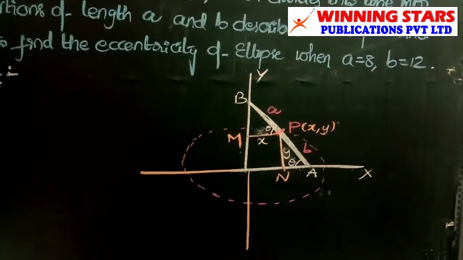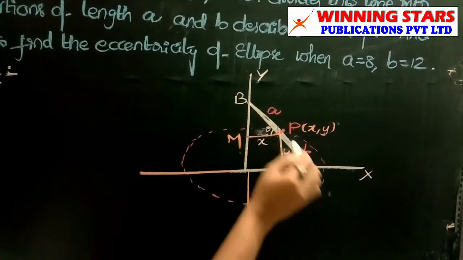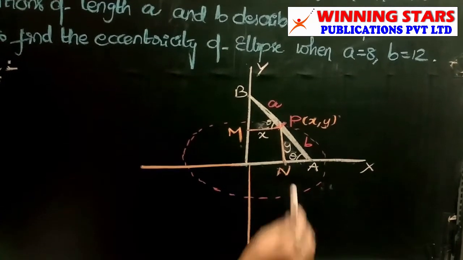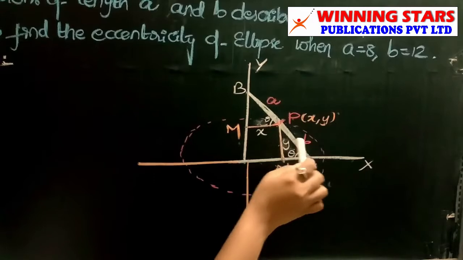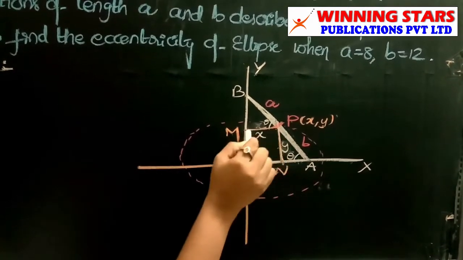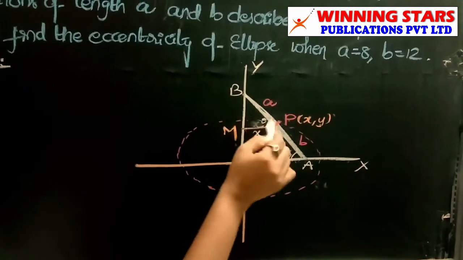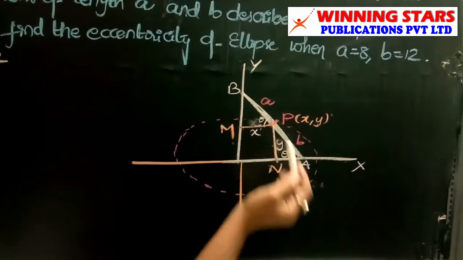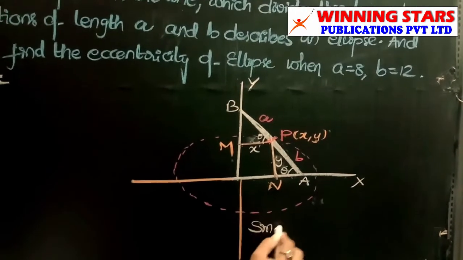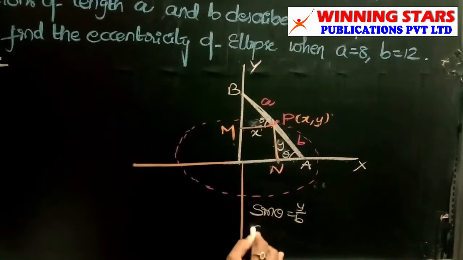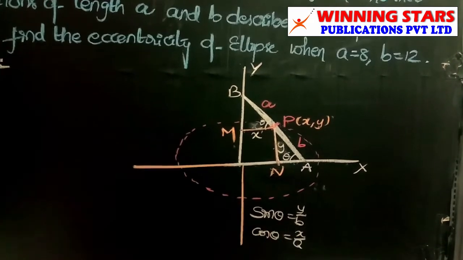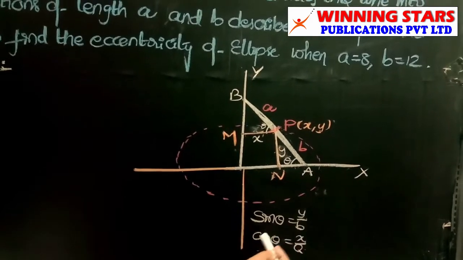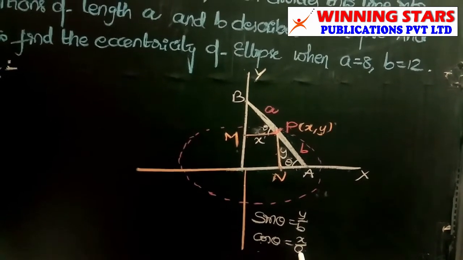Now from the diagram, first we take the triangle PNA. From this triangle we take the value of sine theta. Sine theta is opposite by hypotenuse, that is, y by b. And from the triangle PBM, we take the value of cos theta, which is adjacent by hypotenuse, that is, x by a. So sin theta is equal to y by b and cos theta is equal to x by a. Then we square these equations, and we get sin square theta is equal to y square by b square and cos square theta is equal to x square by a square.